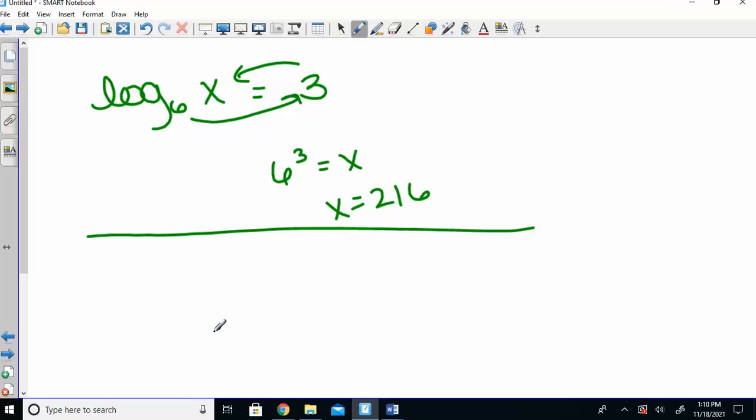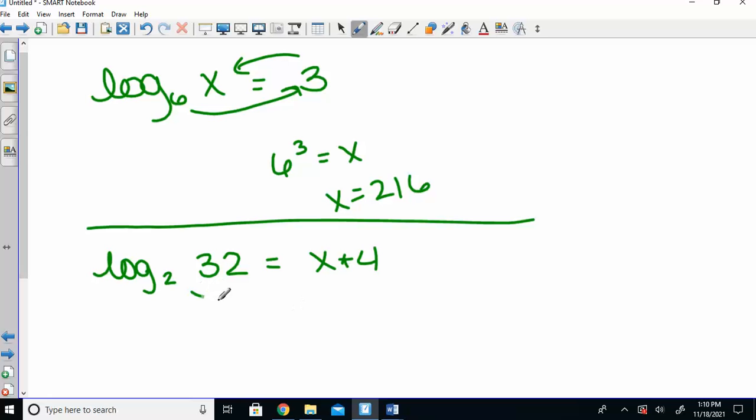I might make it something like log base 2 of... no, I don't want to do that. Let's make it log base 2 of 32 equals x plus 4. So what would you do here? If you only have a log on one side, you just change it into an exponential. Now this time I have to solve this exponential.